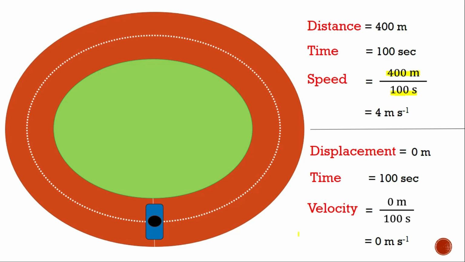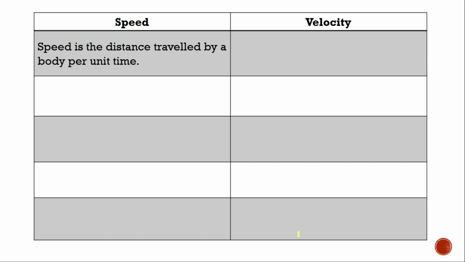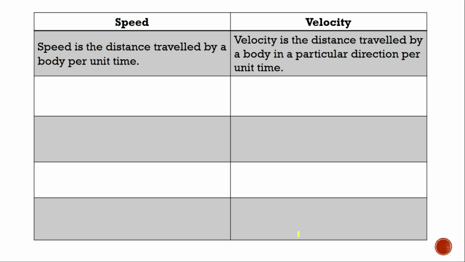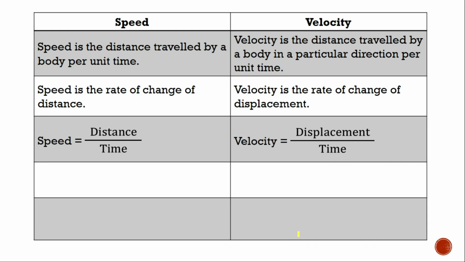Now before I end my today's class, let me just summarize some of the differences between speed and velocity. Speed is the distance traveled by a body per unit time, whereas velocity is the distance traveled by a body in a particular direction per unit time. Speed can also be defined as the rate of change of distance, whereas velocity can be defined as the rate of change of displacement. The formula for finding speed is distance upon time, whereas velocity is displacement upon time.